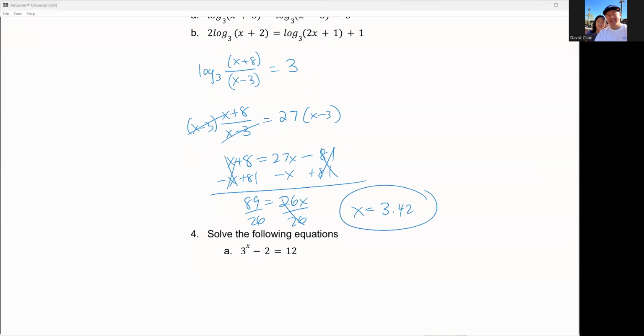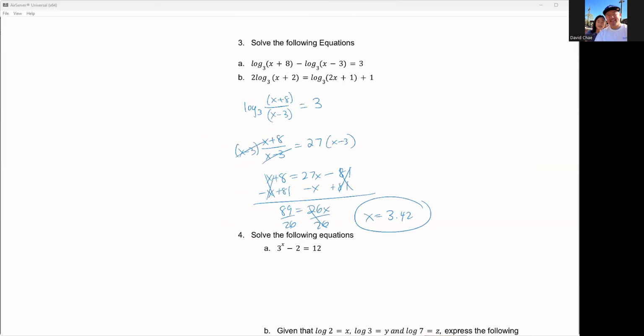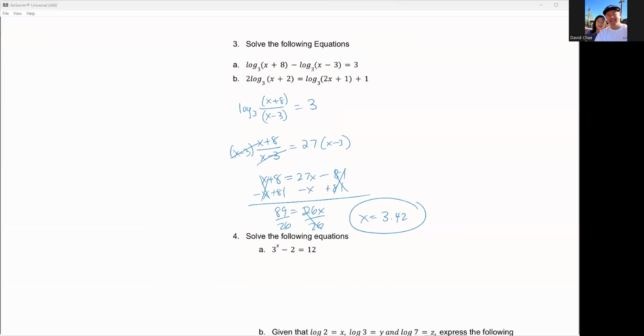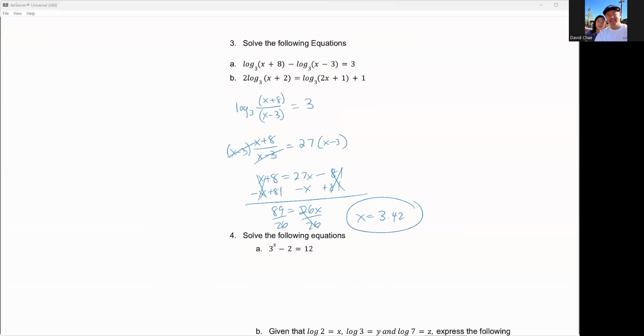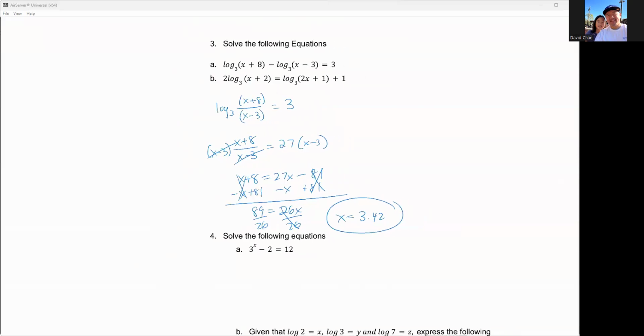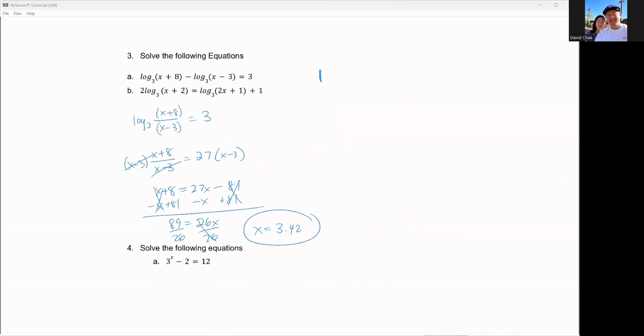Cool. Yes. How can we generate it? Just plug it back in, I guess. Just plug it in here, right? Good question. I plug it in here: log base 3 of 3.42 plus 8 minus log base 3 of 3.42 minus 3 equals 3. And then on your calculator, it's not going to come out to exactly 3, but as long as you get somewhere close, it should be good.